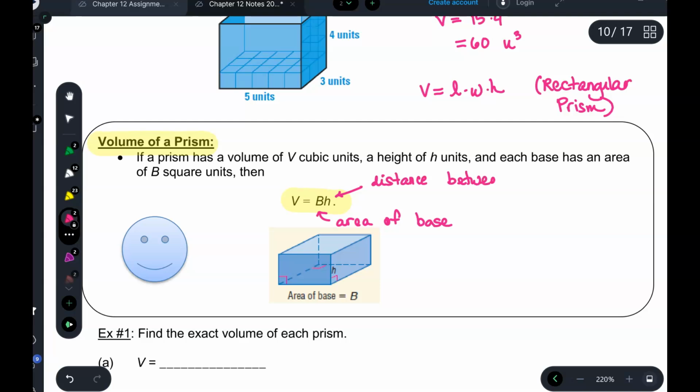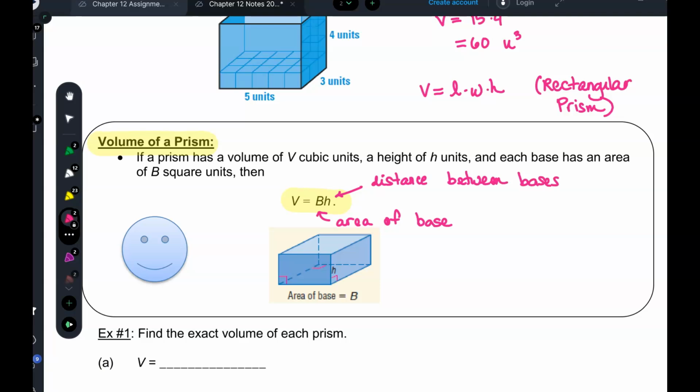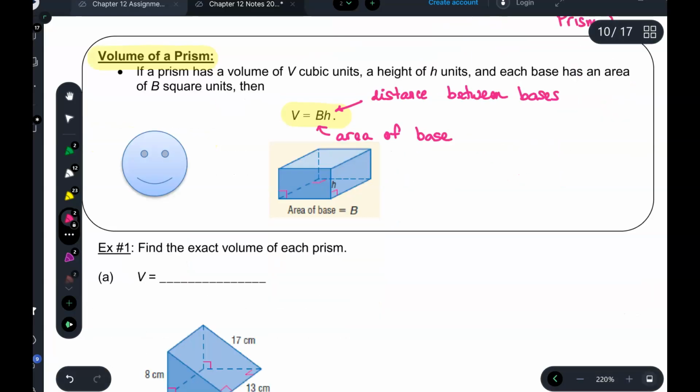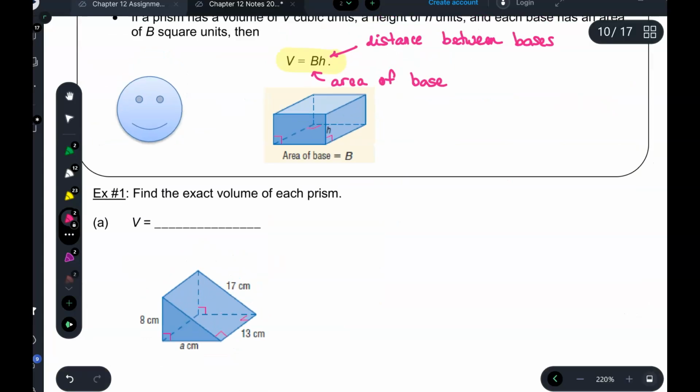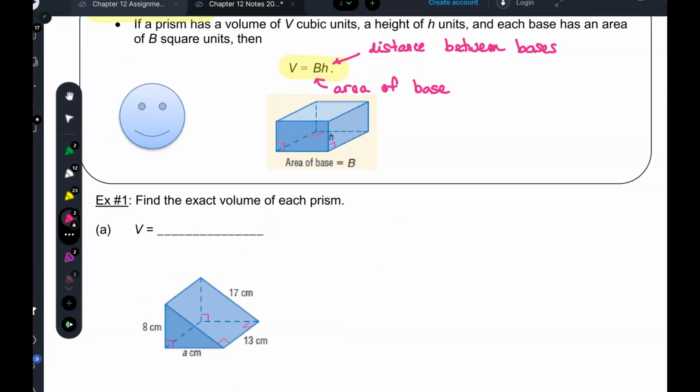So just keep in mind, if I put the prism this way, my height is going to be this distance, right? It's the distance between the 2 bases. And if it's a hexagon or a pentagon, we need to do the perimeter times apothem divided by 2. Good? So we're almost always going to use those things again. Well, only if it's a regular polygon.